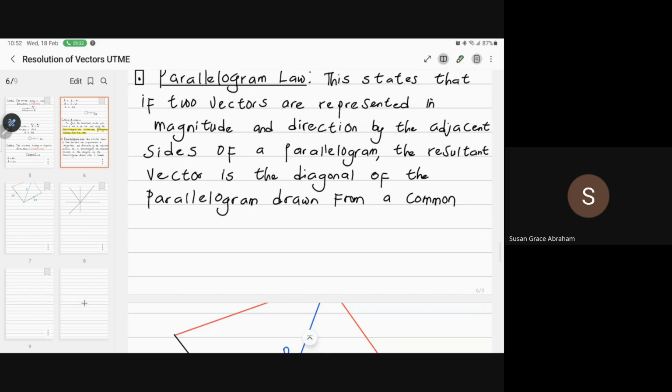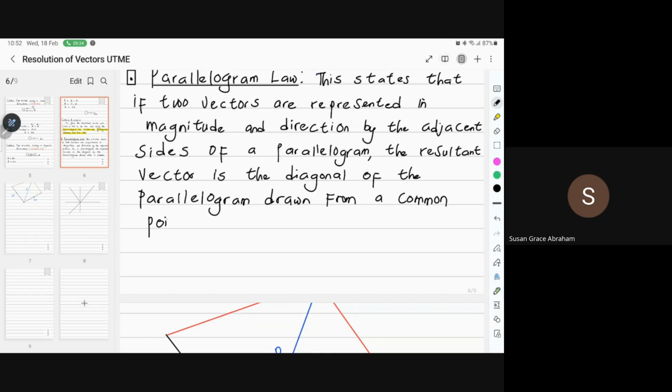And I've given the diagram already, drawn from a common point. Right? So that is for your resultant vector. All right. So it's just the diagonal. The resultant vector is the diagonal of the parallelogram drawn from a common what? From a common point. All right.